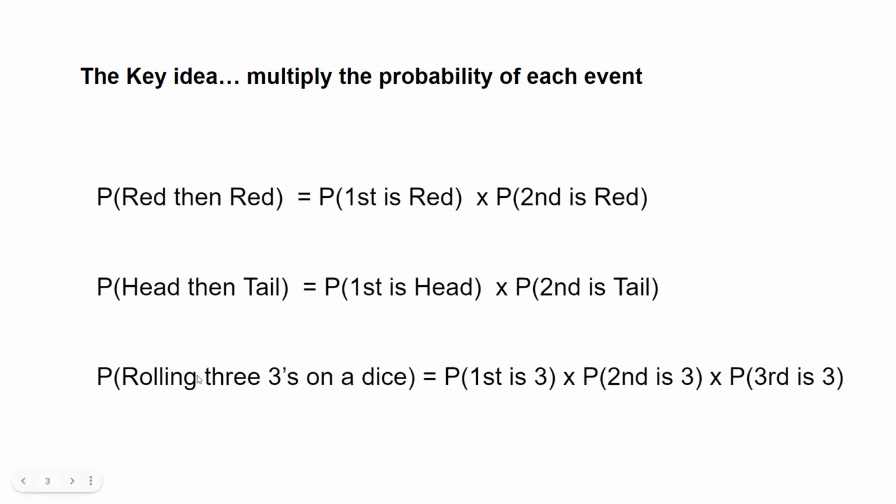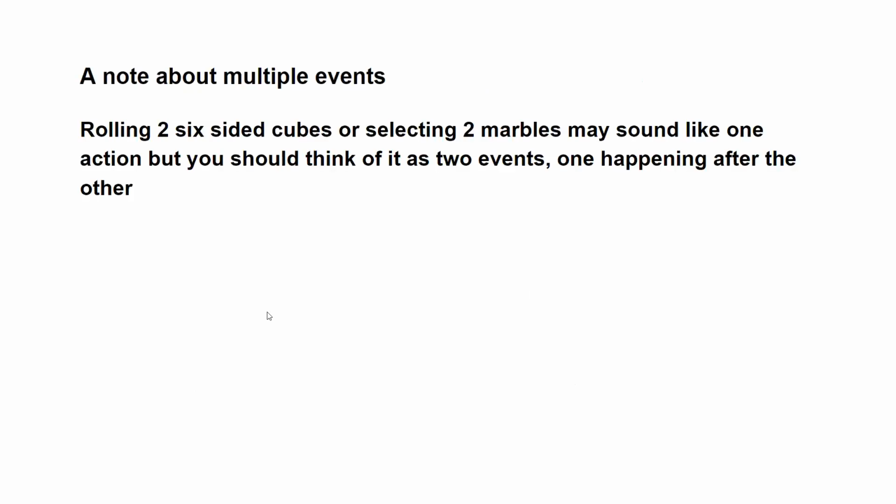Finally, the probability of rolling threes on a dice, 3 threes. So we're going to multiply three things together this time because there are three events. We are going to roll one dice, we'll roll another dice, we'll roll a third dice. We'll just multiply the probability of those all together to get the answer. We'll be going through some examples of this.